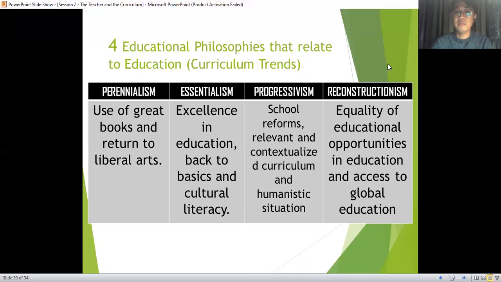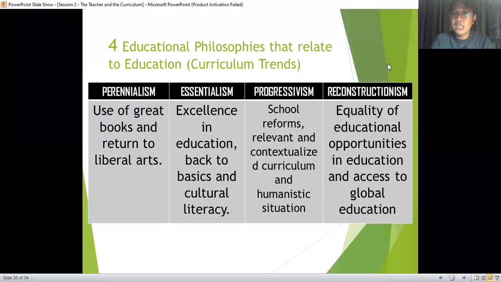Under progressivism, we have school reforms, a relevant and contextualized curriculum and humanistic situation. Why do we have these trends? Because this is learner-centered. You always make reforms, revisions on your curriculum based on the needs of your learners. It's contextualized because you fit the curriculum to the existing society, to the existing interests and needs of society and the learners. Humanistic situation because you focus on your learner. That's your emphasis under progressivism.